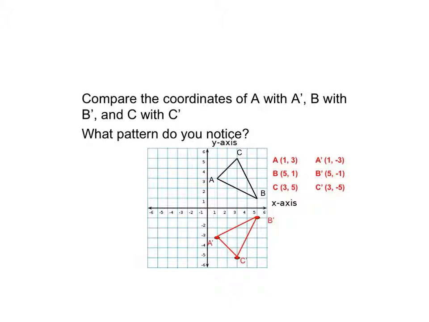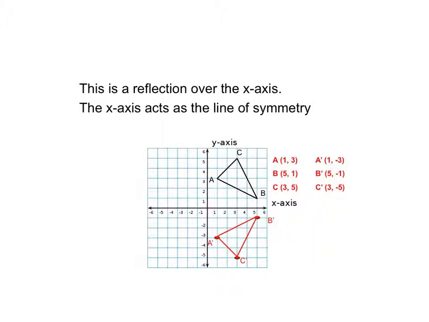What kind of pattern do you notice? Write that pattern down in your notes. You should have noticed that they have the same x value and opposite y values. This will be true for a lot of reflections that we do. So once again, this is a reflection over the x-axis, and the x-axis acts as the line of symmetry.